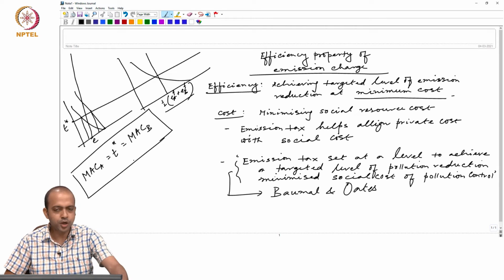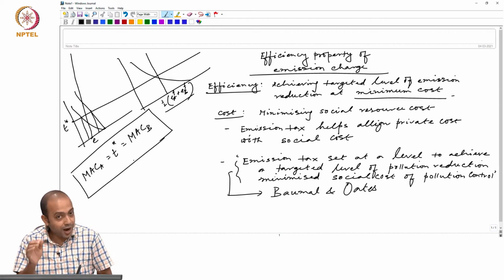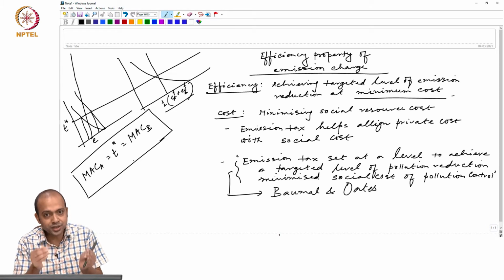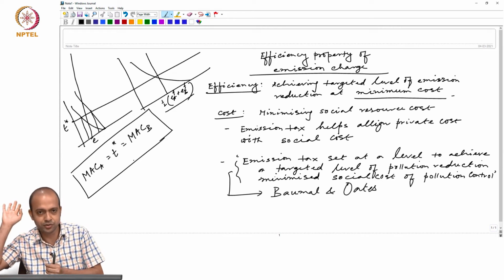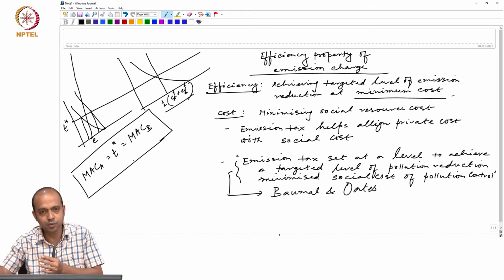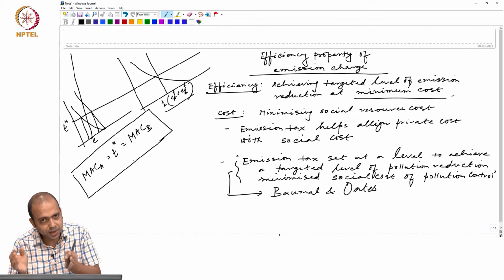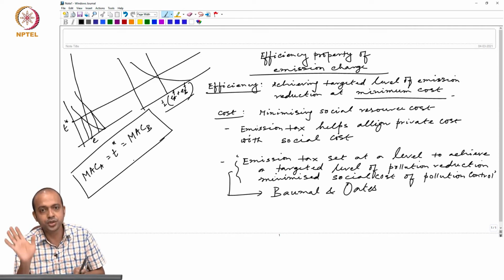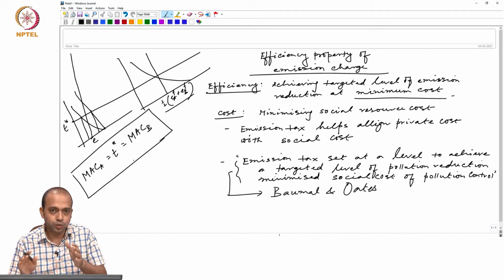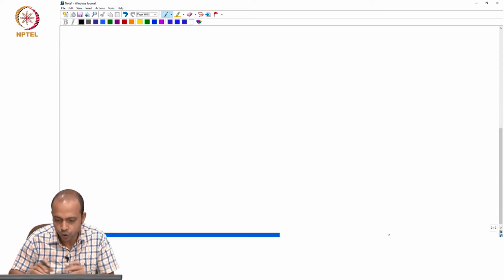Why are we interested in that formal proof? Because then only we will understand what the social planner's objective in the process of pollution control is, what the objective of the private firms is, and how this tax rate helps coincide the private firm's objective function with that of the social planner. Social planner is interested in cost minimization, private firms are also interested in cost minimization, both are trying to minimize their resource cost, and the tax rate is helping align private cost with the social one. How is that happening? That we will now try to understand. So, that is basically a formal proof of this Baumol and Oates theorem. Okay, formal proof.